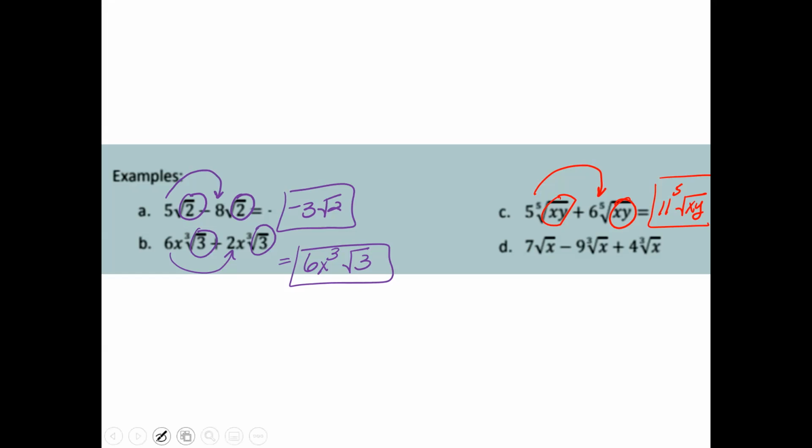Now with D, it's a little bit different because you don't have the same numbers inside here. Here you have a cube root, which means these two you can add together. Negative 5 cube root of x, but then just bring down the 7 with the square root of x.